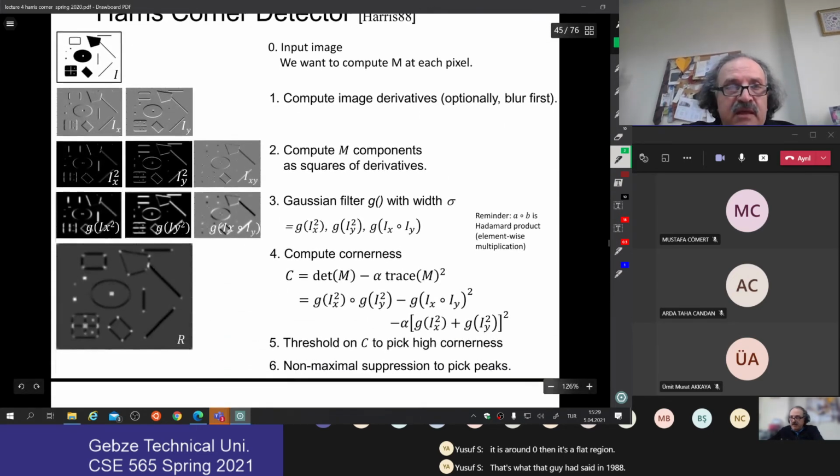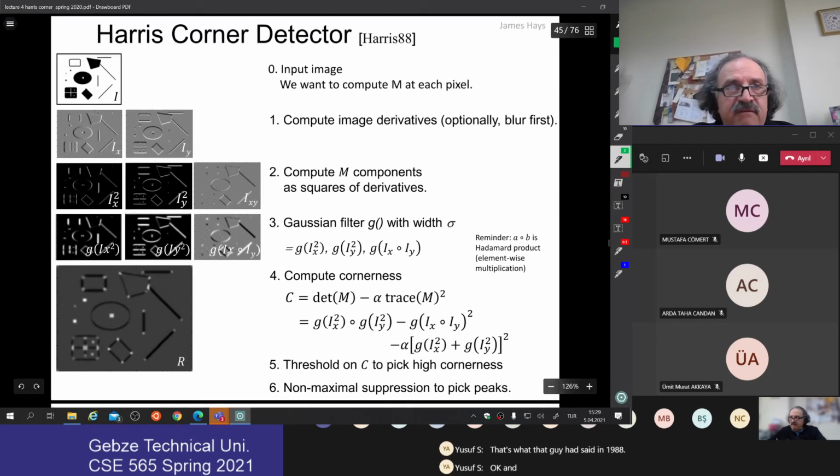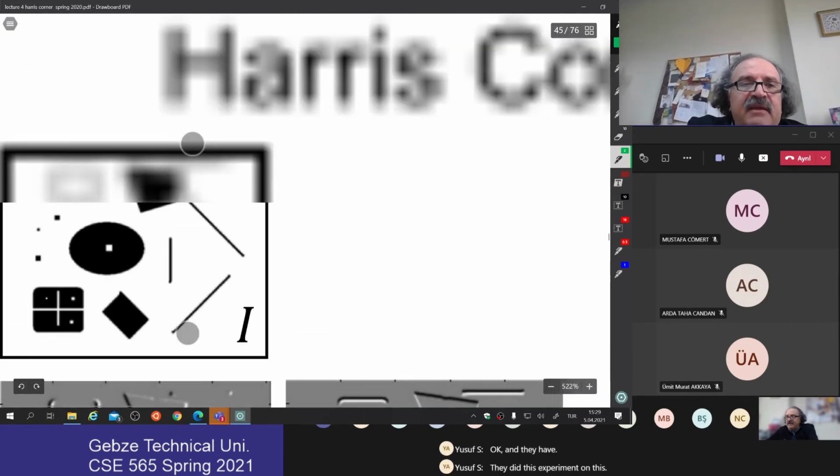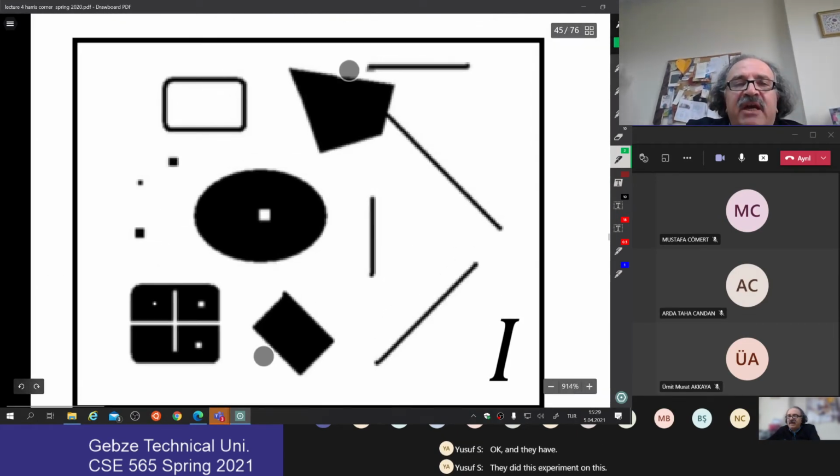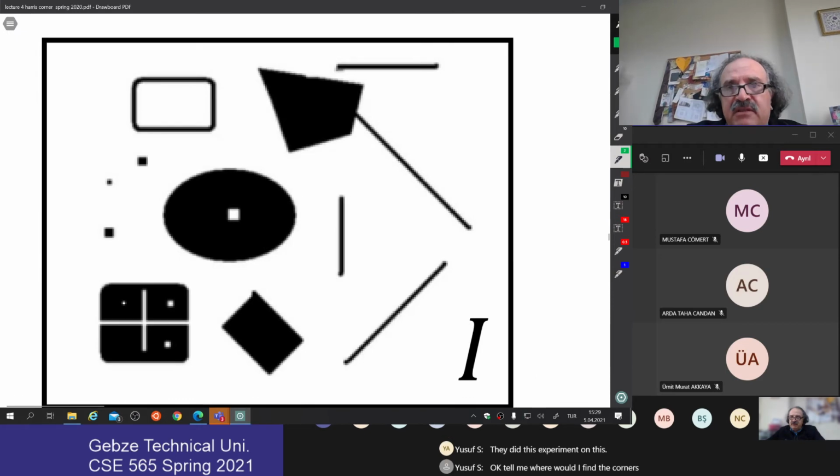Okay, and they did this experiment on this. Tell me, where would I find the corners on this image? Where are the corners? Tell me the corner positions. This eye is not part of the image, of course. It's the name of the image. Tell me the corner positions.